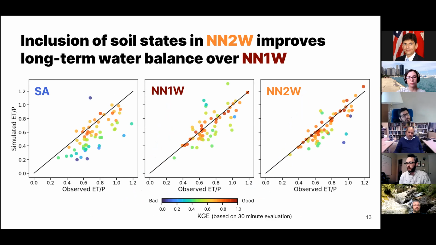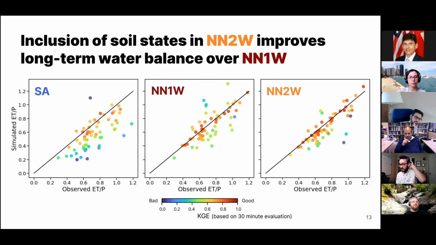if you look at the ratio of the total evapotranspiration to the total precipitation, we can kind of get at whether or not the neural networks were able to model the long-term water balance well. And so in these plots, I have on the x-axis the ET over P from the FluxNet data, and then on the y-axis is the same ratio for the simulated.